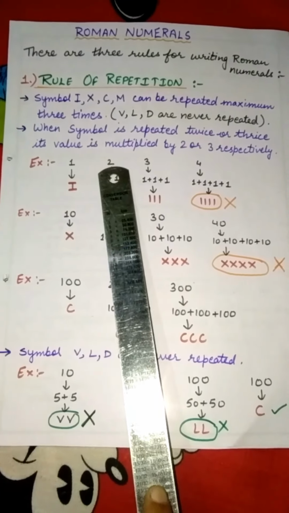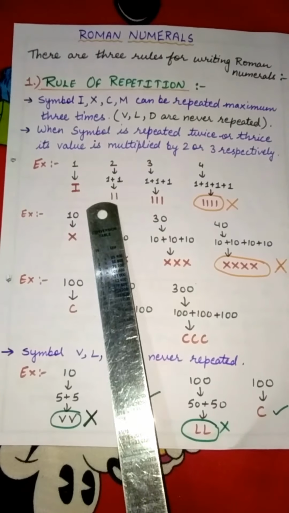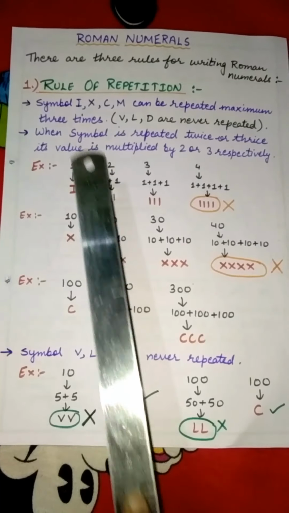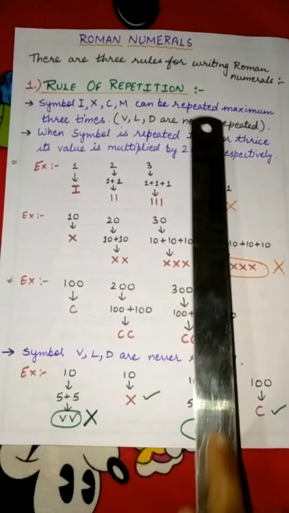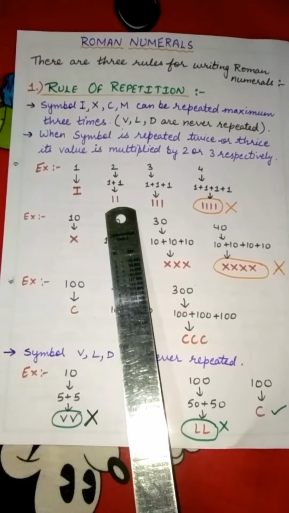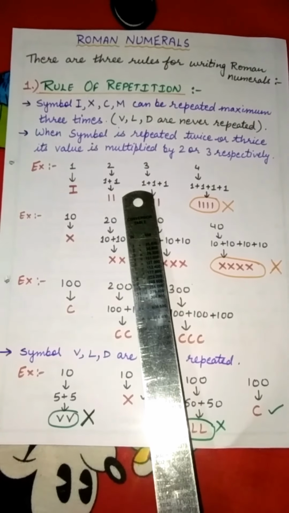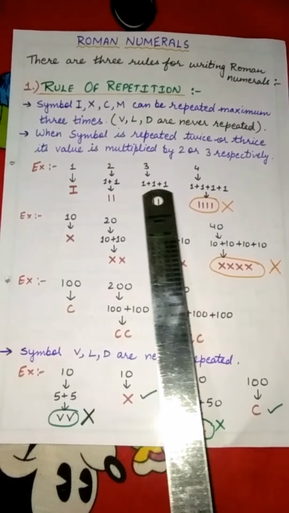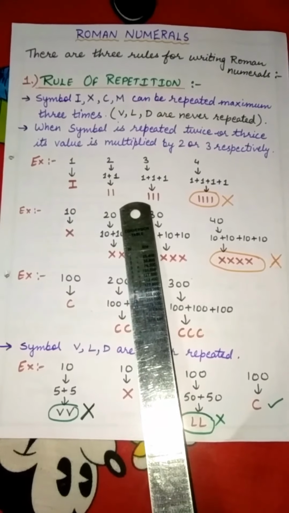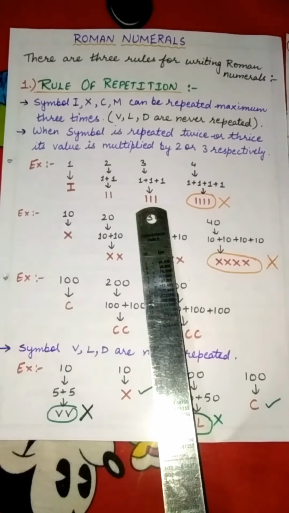Now 2, how will you write 2? 2 is 1 plus 1. So you can write II. This shows that 1 plus 1 is 2. Now if you have to write 3, you will write it as 1 plus 1 plus 1. 3 is made by adding 3 ones. So you can write III. So this is the symbol to represent 3.